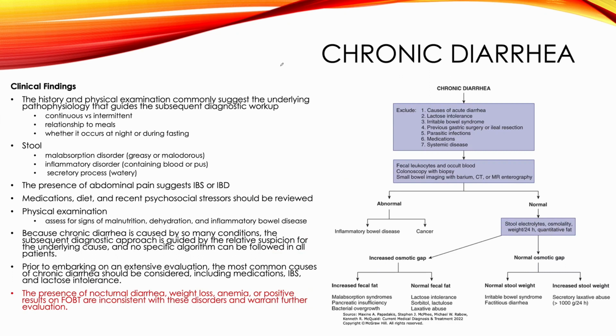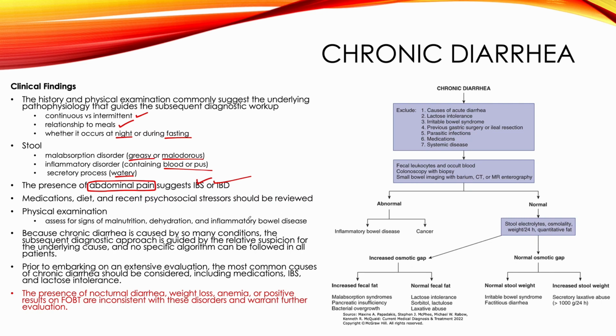So chronic diarrhea, again, history and physical exam, we have to look at several things, including, is it continuous or intermittent? Is it related to foods or liquids that we consume? And does it occur at night or during fasting, right? These will help us differentiate between secretory, osmotic, things like that. What does the stool look like? Is it greasy or malodorous, which would make us consider a malabsorption syndrome or steatorrhea? Does it have blood or pus? Is it significantly watery? You want to consider whether or not there is abdominal pain. So we usually see that in IBS or IBD. Medications, diet, stressors, all this should be reviewed. And on physical exam, you're looking for signs of malnutrition, dehydration, or extra-intestinal manifestations of IBD, like episcleritis or dermatologic findings, right?